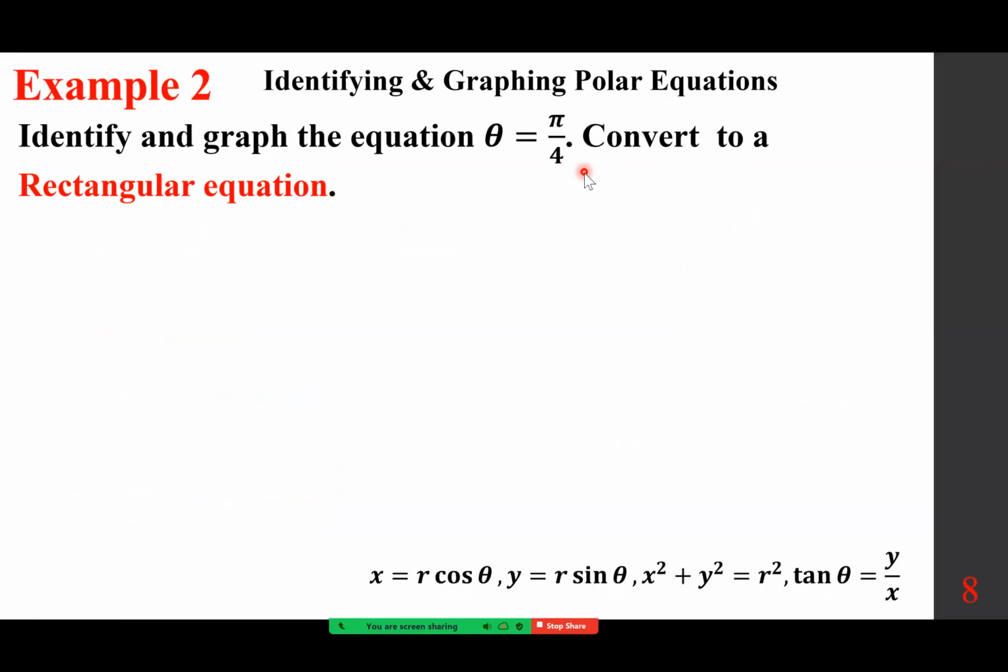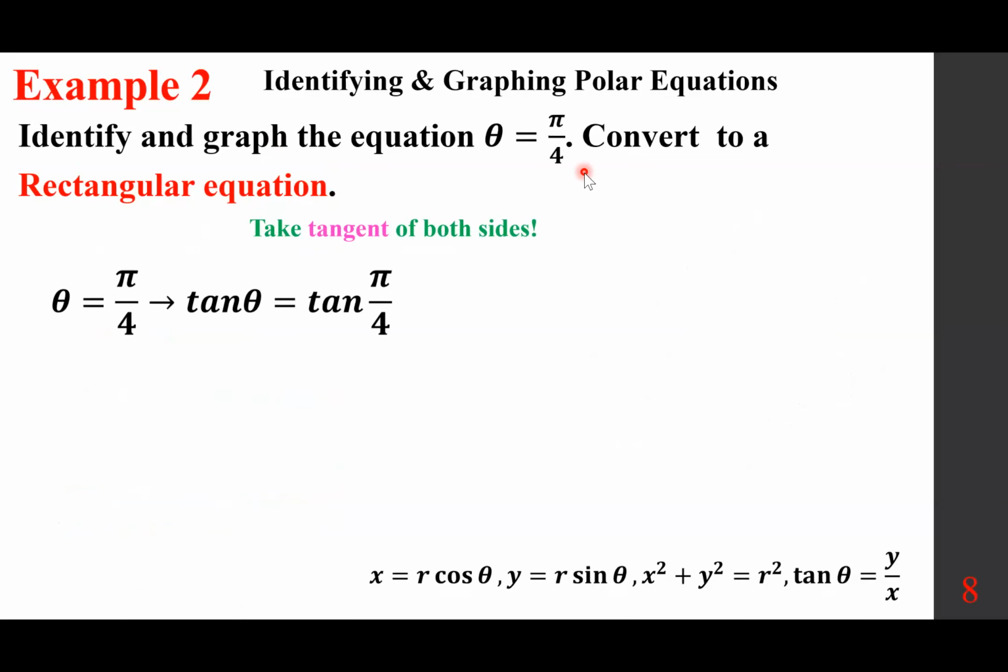Theta is pi over 4. We want to convert it to a rectangular equation. So theta is pi over 4. The trick is to take a tangent of both sides. So tan of theta is tan of pi over 4.